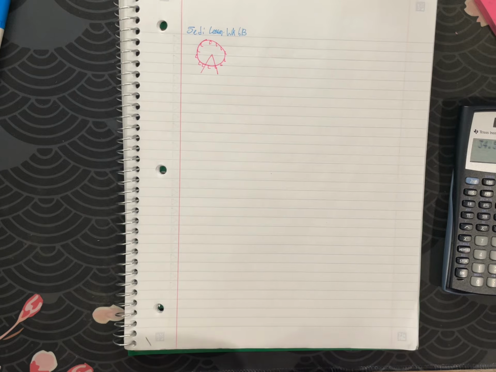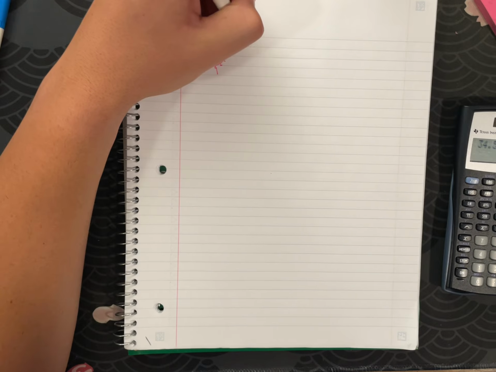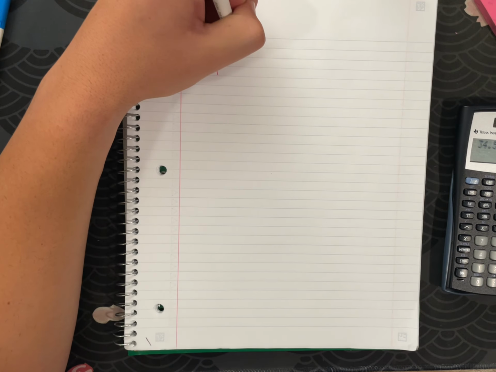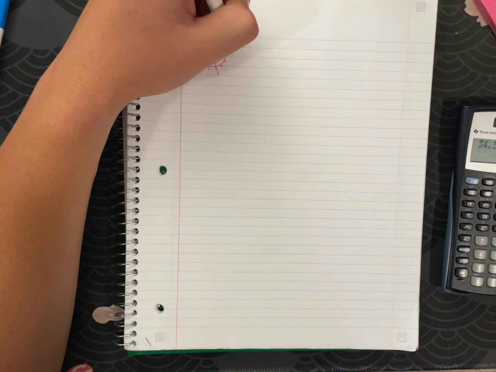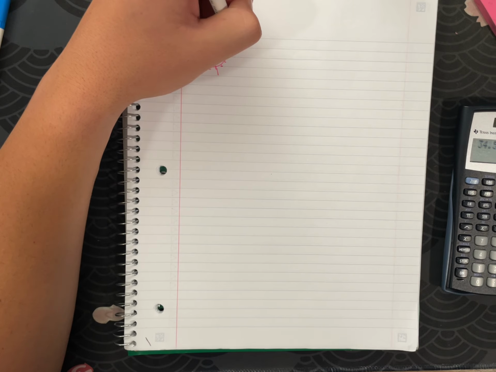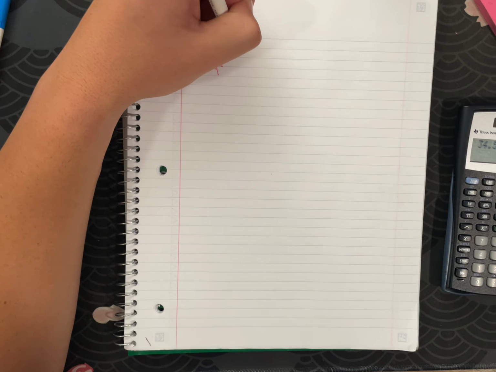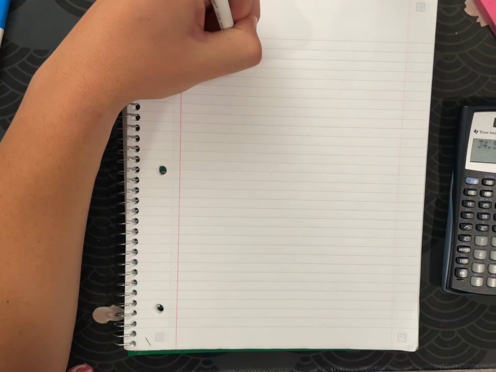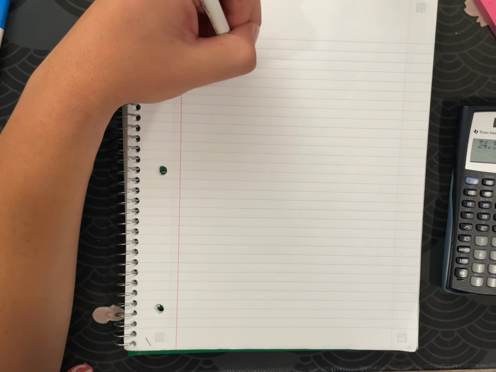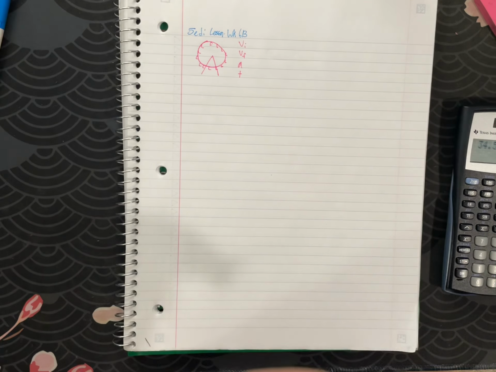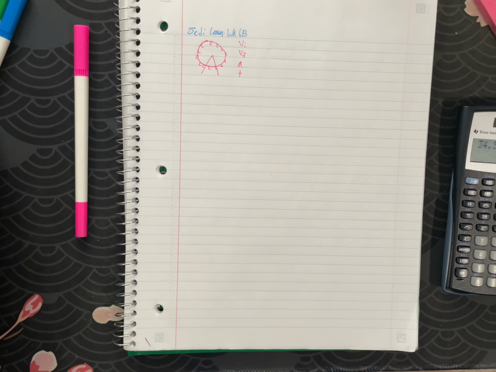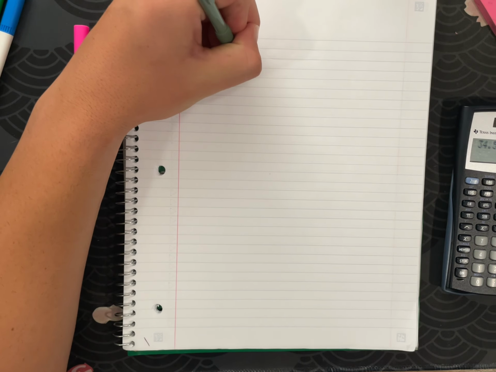We're working with a few things here. We're working with our angular velocity, our initial velocity, and then our final velocity. We're also working with acceleration, that's a big one, and time. So we're ultimately trying to figure out what time is.